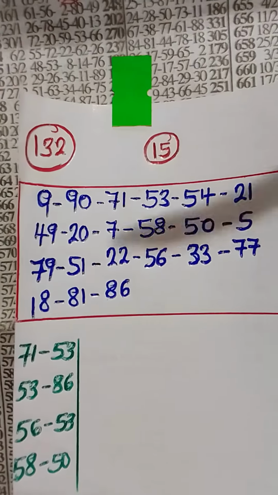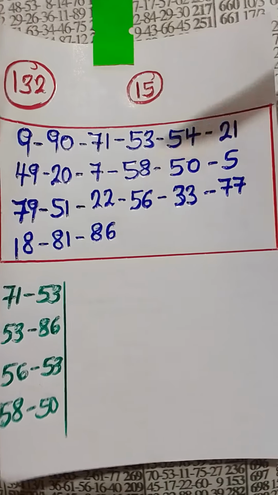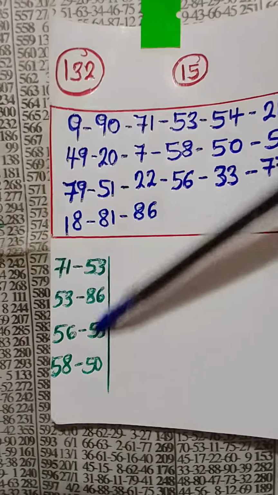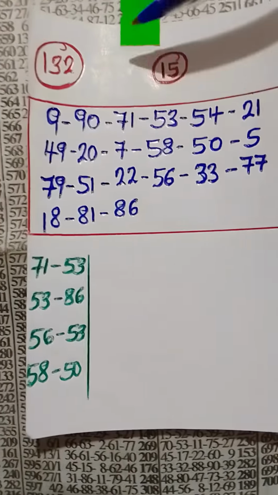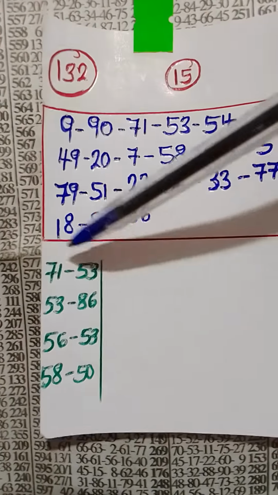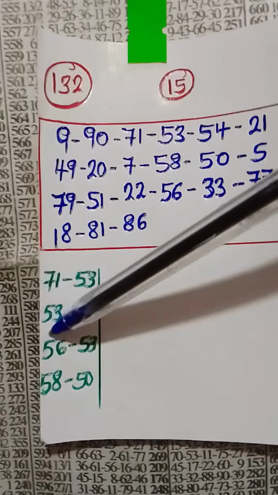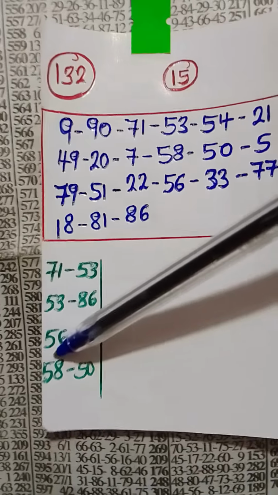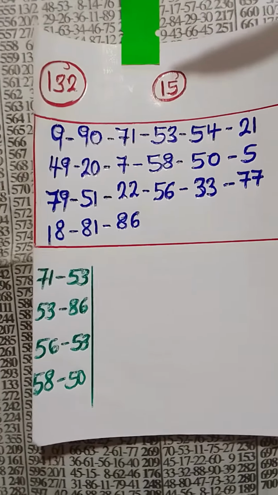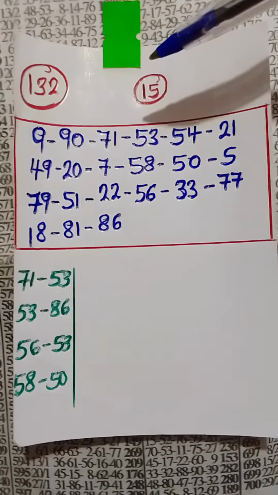So what you can do is just save the video, then you'll be chopping small small. If you win, please remember me. And these are the two shots from the moving numbers. After the chart set, these are the two shots for you, okay? 71, 53, 53, 86, 56, 53, and 58, 50, okay? So if the chart sets for you, you are going to be a billionaire from these numbers. No matter what, it will start with two dropping, okay?